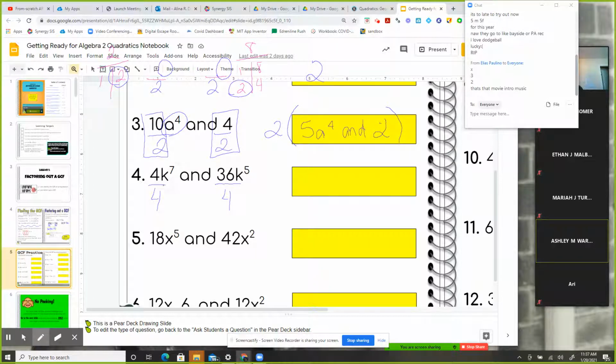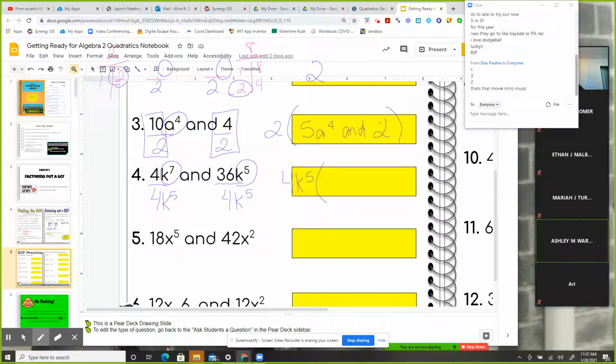So then I want to look at my variables. I always do numbers first and variables second. Which exponent is smaller, 7 or 5? 5. So we're going to write k to the 5th power and k to the 5th power. Okay. This number, that 4k to the 5th power, is what you've taken out. It's like undistributing something. Instead of distributing and multiplying to put it in, you're dividing to take it out.